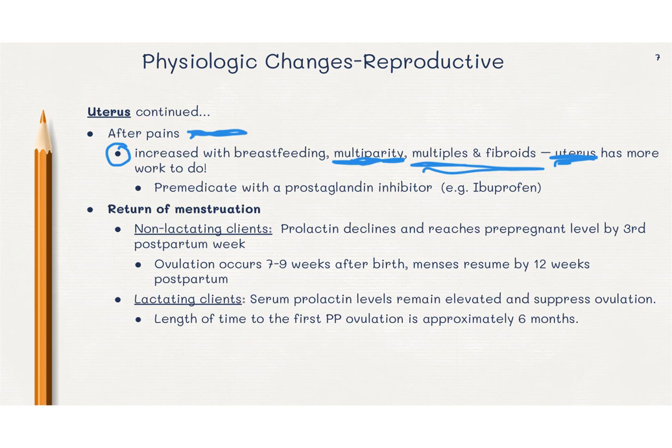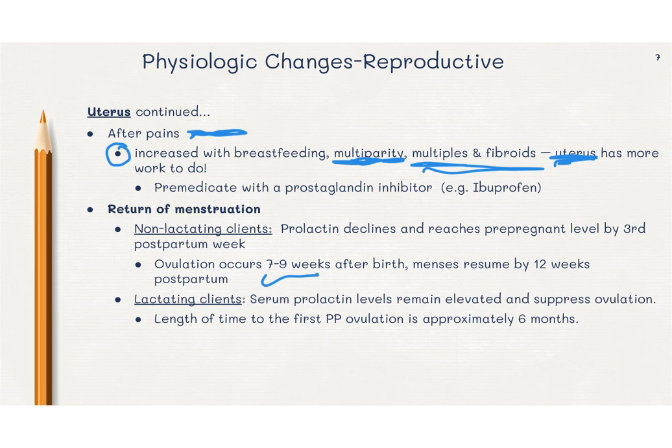So let's talk about something else that people are always kind of curious about. Once they have their baby, when their menstruation or when their period starts again. And that's going to be different depending on how they're feeding their baby. If they opt not to breastfeed, they typically will ovulate, just like it says here, about 7 or 9 weeks after having the baby, and the period comes back at about 12 weeks postpartum.